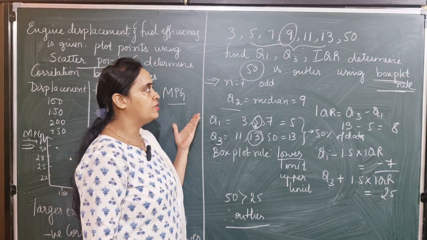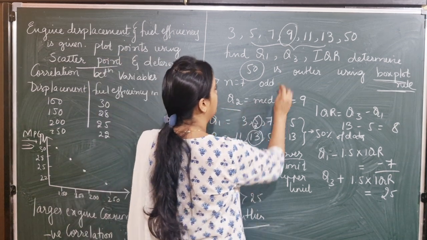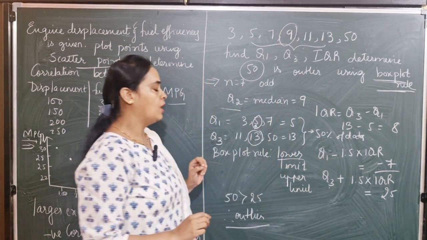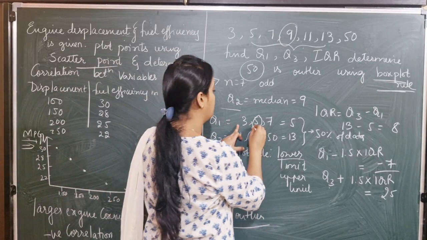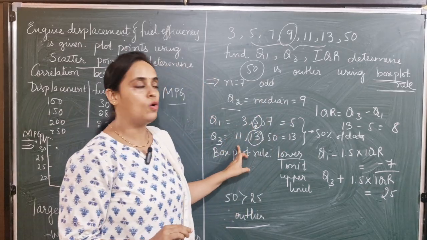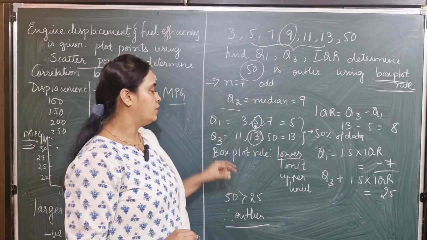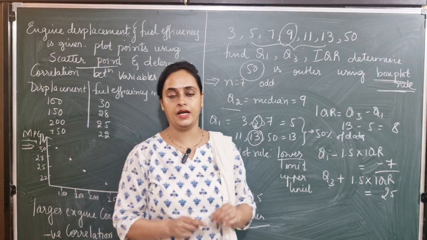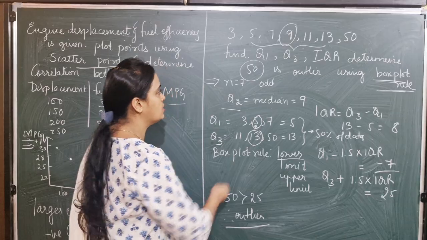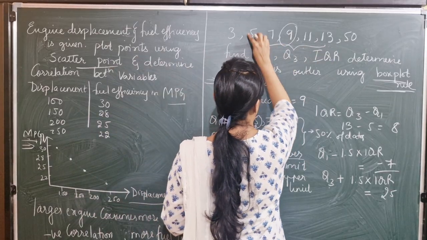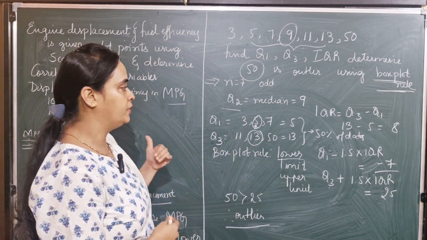As usual, the number of data values present here is odd. Therefore, Q2 is nothing but the median. The middle value is 9. Q1 is the first half, that is 3, 5, 7. In this the middle value is 5. Q3 is the upper half, that is 11, 13, 50. The center value is 13. Therefore, Q1 and Q3 clearly indicate between which 50% of the data exists. That means between 5 and 13, we can easily see that 50% of the data exists between Q1 and Q3.